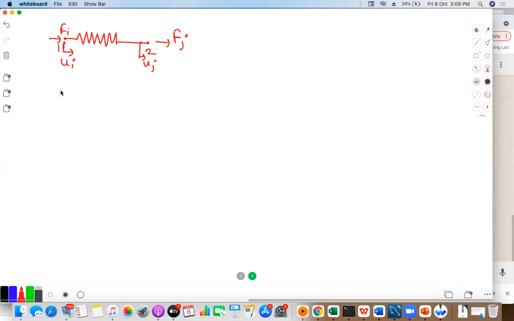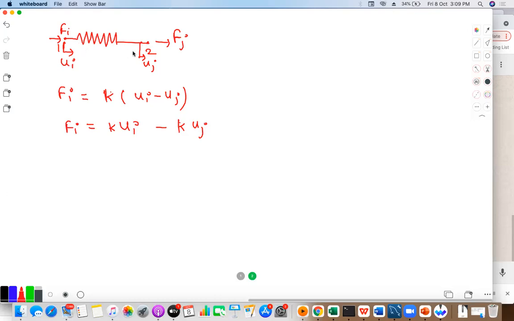Now I can write fi is equal to k into ui minus uj. Whatever the difference in the displacement, multiplied by k. Similarly, let me expand this: k into ui minus k into uj. That is my fi.